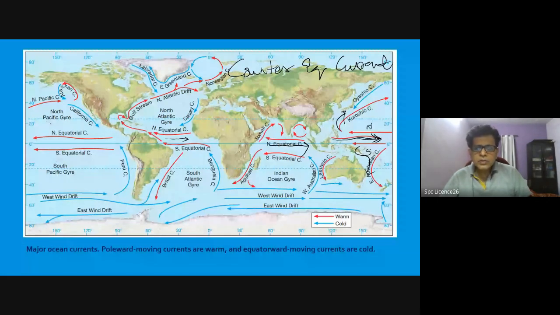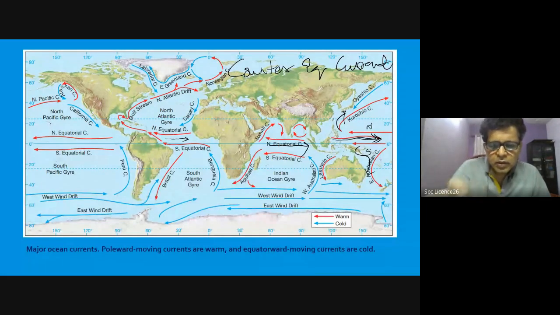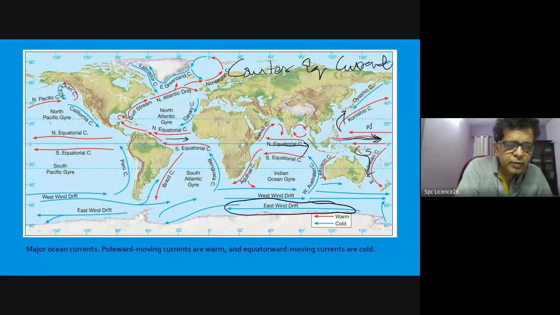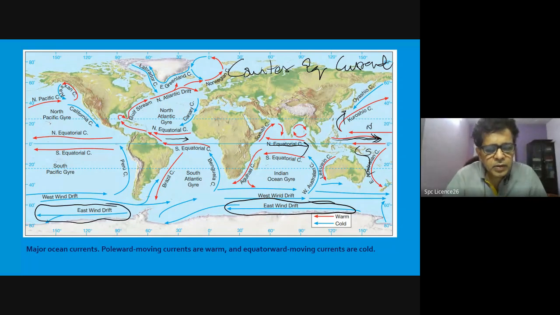Now, just as you have a counter equatorial current moving towards the east, you should technically have a counter polar current moving towards the west. You will not have that in the northern hemisphere because you have a lot of land there. However, in the southern hemisphere, you have this current here, the west wind drift and the east wind drift. This is one more reason why oceanographers have identified the Southern Ocean as such.